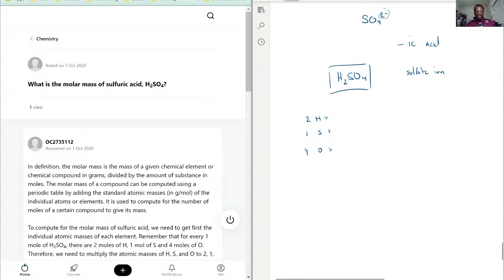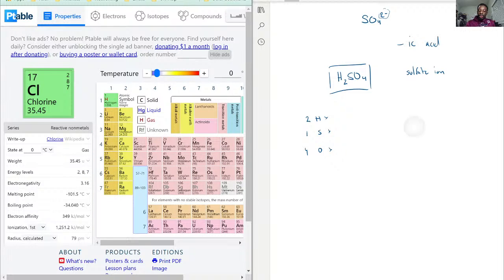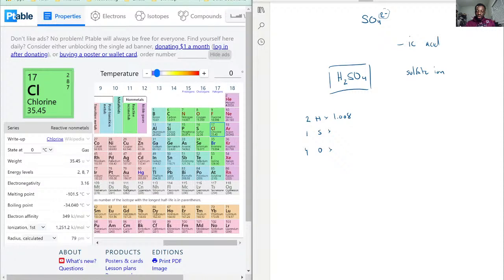And so we're going to use our periodic table to figure out how much each of them weighs, their atomic mass units. So that'd be 1.008 for hydrogen. Sulfur is 32.06, and oxygen is 15.999. So let's multiply each one. This stays the same since it was just 1 sulfur. Hydrogen is 2.016, and oxygen would be easier done with a calculator. 15.999 times 4. That's 63.996.